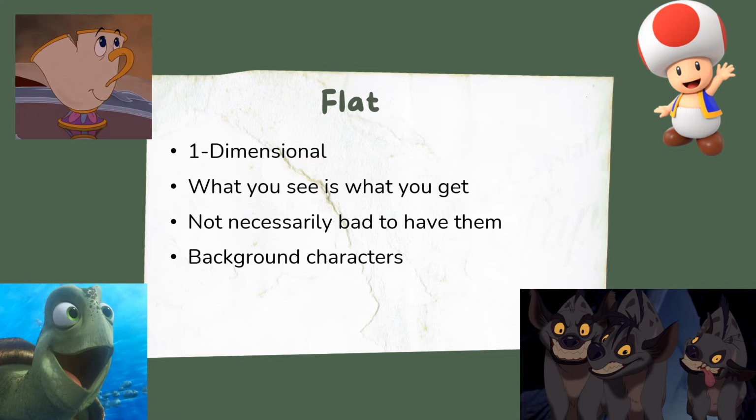These characters are almost their archetypes or their stereotypes because they're so flat, meaning they're so one-dimensional. Other examples here include the hyenas from The Lion King, who are just this pivot point of evil, or Chip, the little teacup from Beauty and the Beast, who is just supposed to be this childlike figure who expresses this kind of hope and love and innocence, and that's what he does.